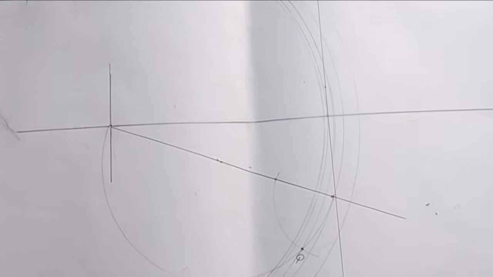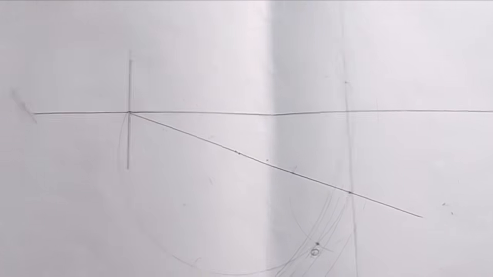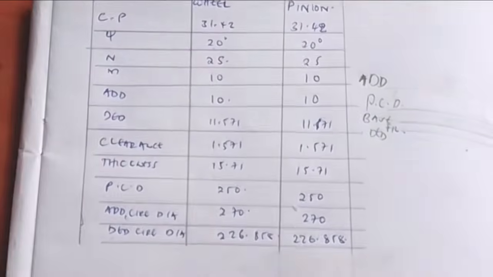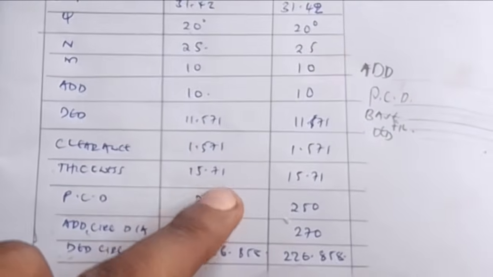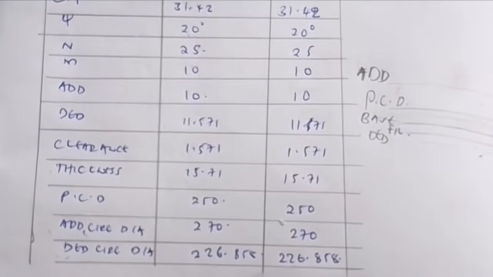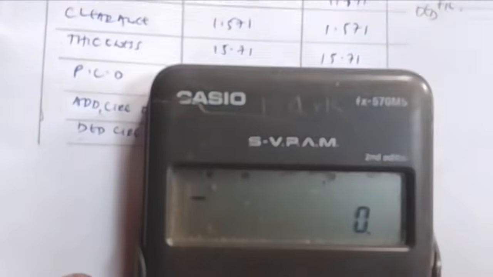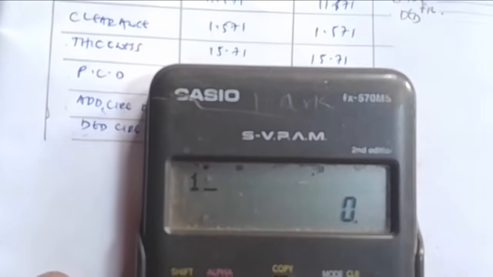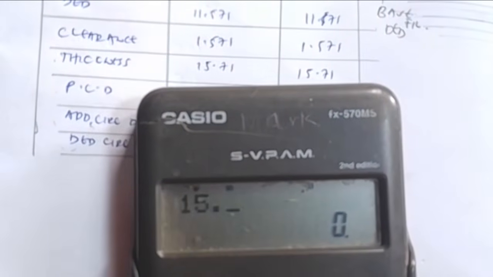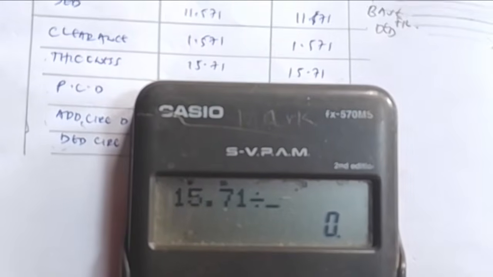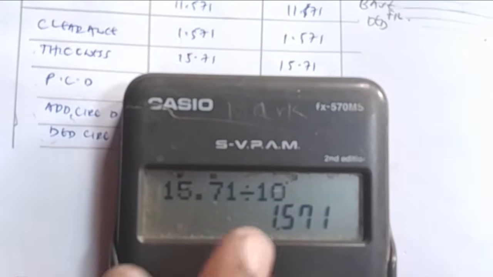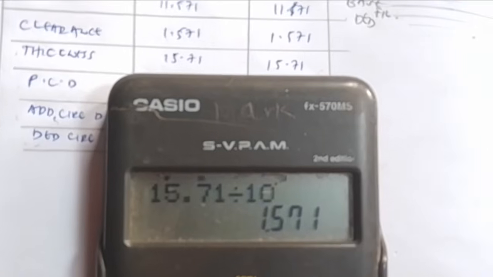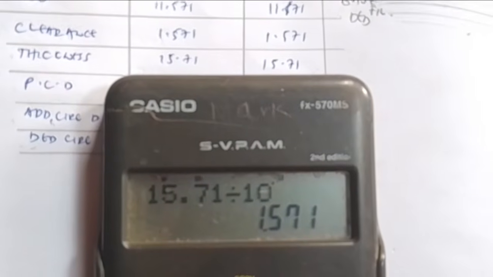So you go back to your table again. Identify the thickness. What is the thickness? Our thickness is 15.71 in millimeters, divided again by 10. What we get will be 1.5 or 1.6. That is the thickness of our teeth.